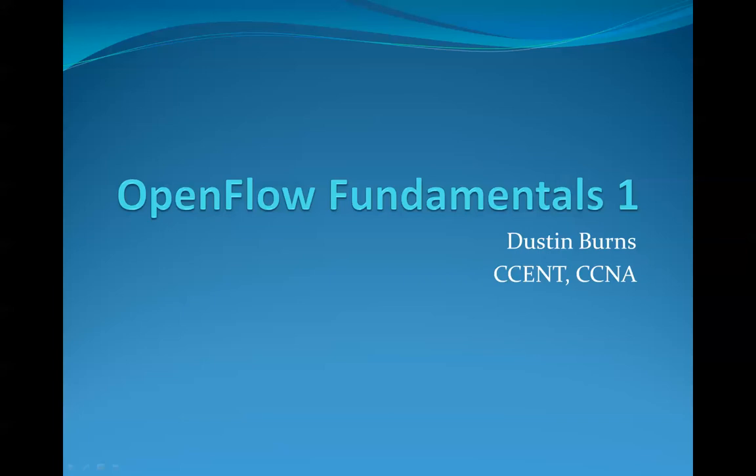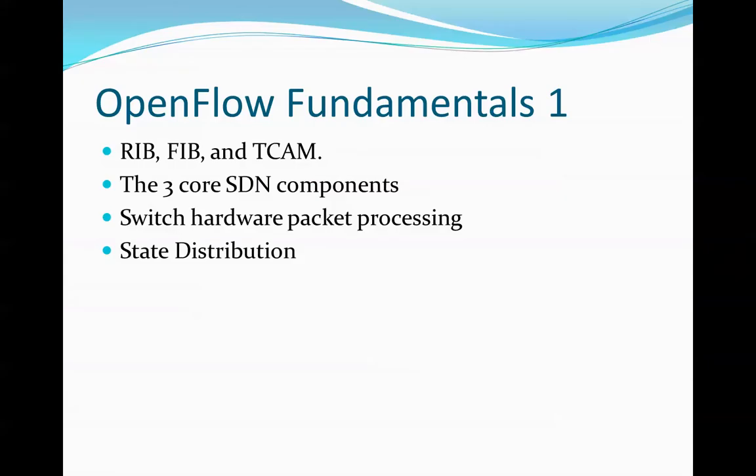So let's begin. First we'll go over what RIB, FIB, and TCAM are, and why it's important to know how they relate to OpenFlow. After that we'll touch on the three core SDN concepts and how each one is important. And we'll also go over how the switch handles packet processing and finally state distribution.